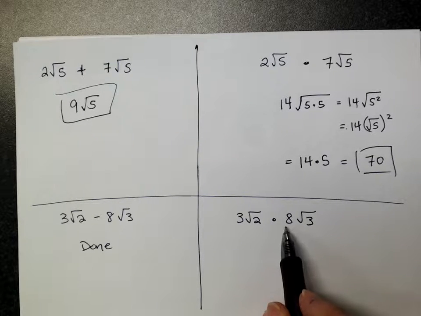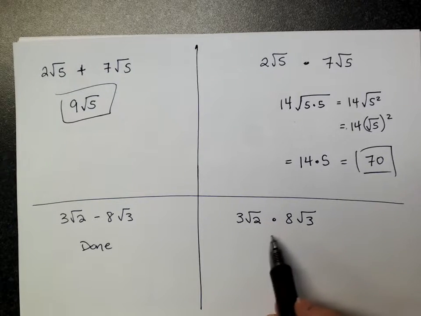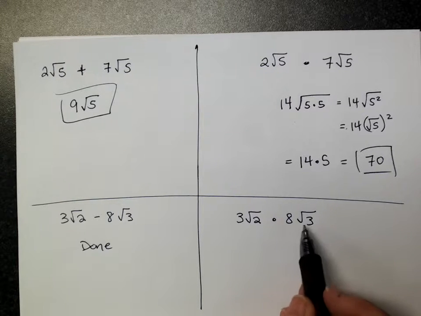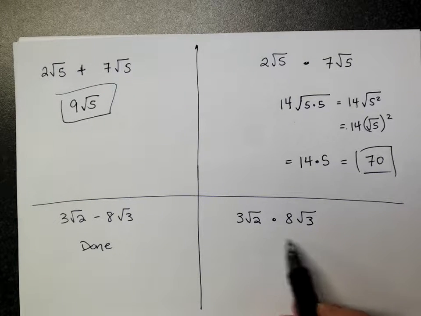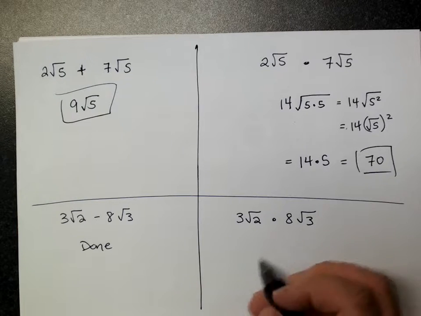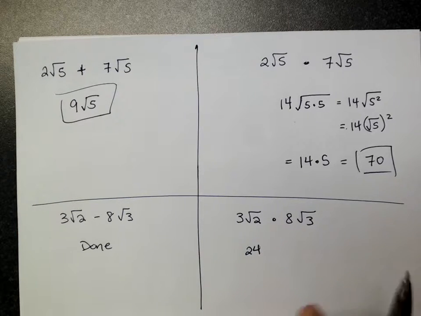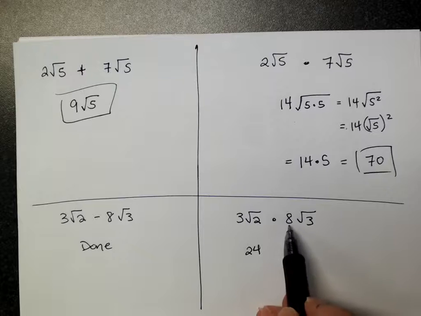Deal with our outside numbers, 3 times 8. Our new coefficient, because we can change the order of multiplication, as 3 times 8 times square root of 2 times square root of 3. 3 times 8. You can only multiply non-radicals with non-radicals and radicals with radicals. Okay, you can't smoosh together a radical and a non-radical. So we take care of the coefficient first.